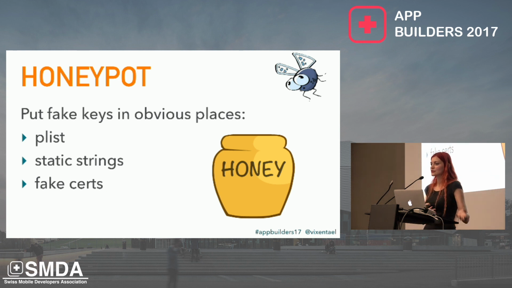So you don't only use fake keys, but you put those fake keys in some obvious places. For example, you put a fake key in your plist and name it something really obvious, like my secret key, server token, a secret, something really obvious. But you put your real key really deep. For example, you store it encrypted, and you can also create fake functions that will attract an attacker, where you are checking keys, or for example, where you are checking if this item was purchased.